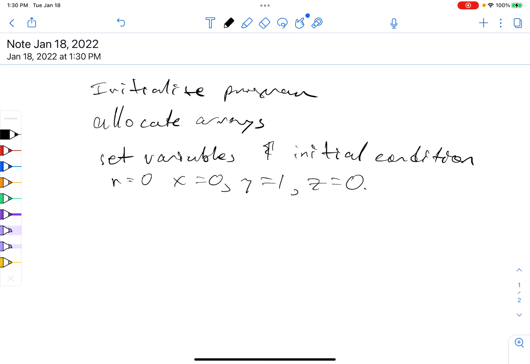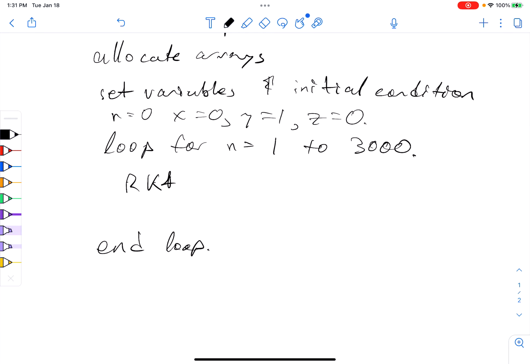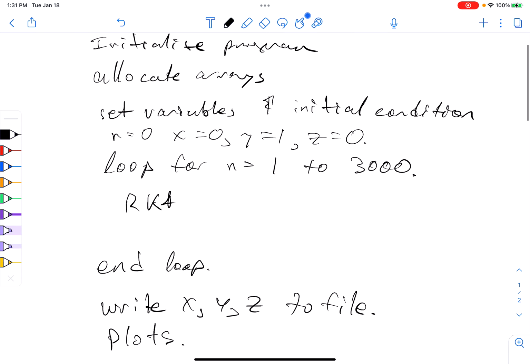Then I have a loop for n equals 1 to, say, 3,000, an end loop. And I would put in here my Runge-Kutta fourth order integration. At the end of the loop, I would write x, y, z to file, and my plots. So that's a simple overview of what I think the program would probably look like if I wrote it. And there's probably other ways to do that.